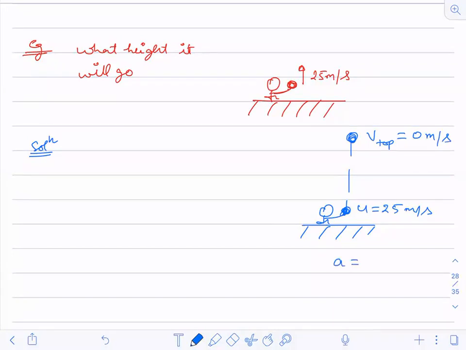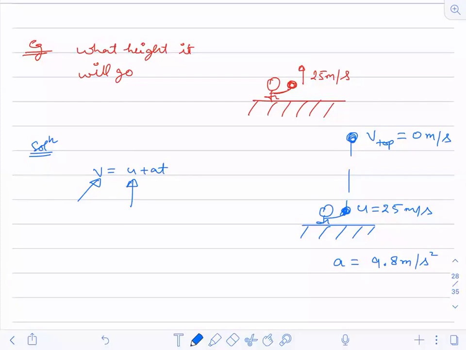What is the acceleration involved over here? Acceleration value is 9.8 meters per second square. Okay. So we know the value v is equal to u plus at. Do you have final velocity? Yes, I do have. Do we have initial velocity? Yes, we have.